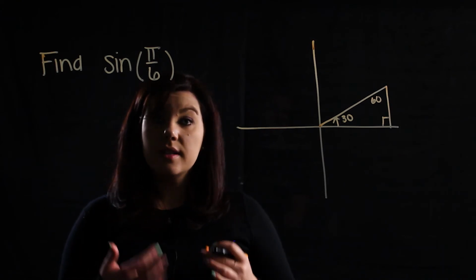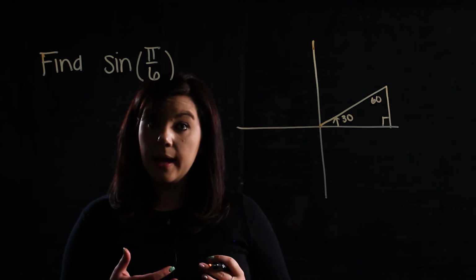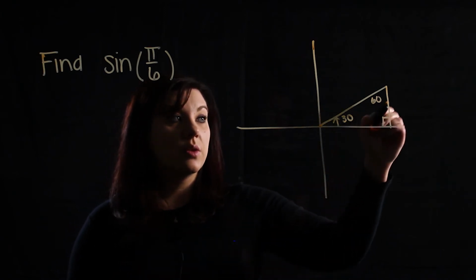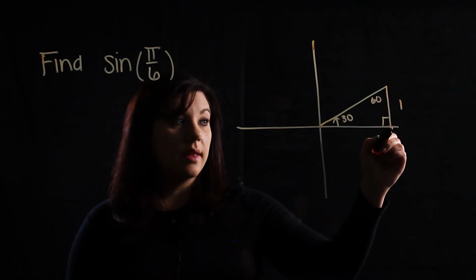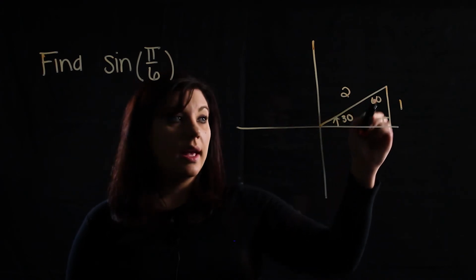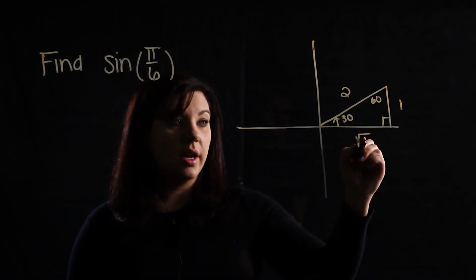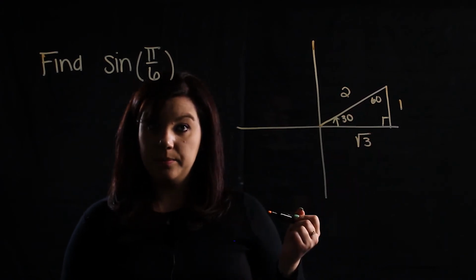Now we can put in our side lengths because we know what they are, right? Remember, the side across from 30 is always the 1, the hypotenuse is the 2, and across from the 60 is the square root of 3.